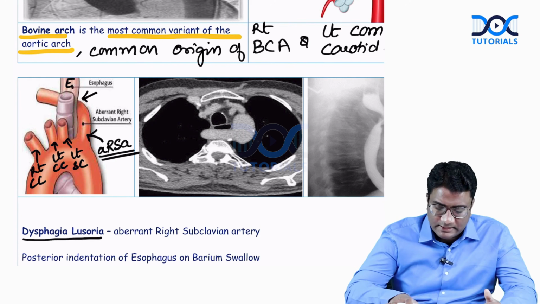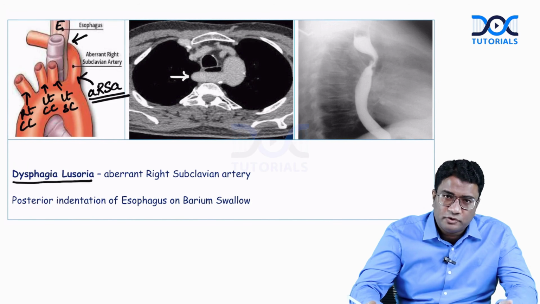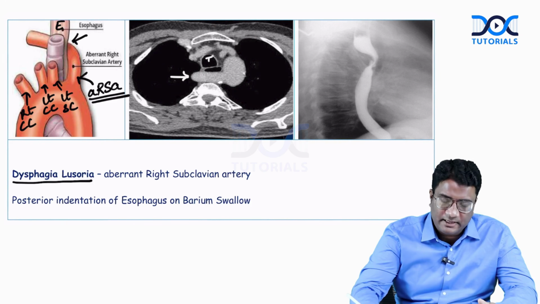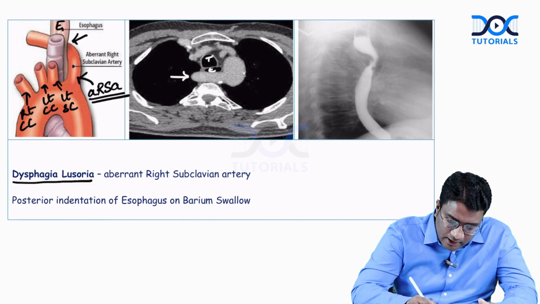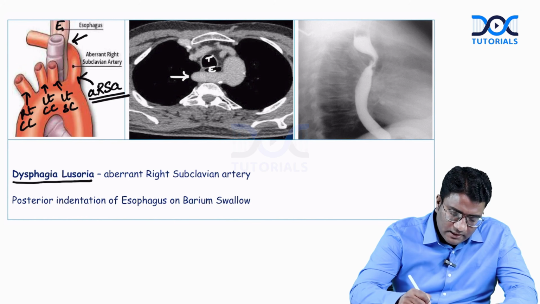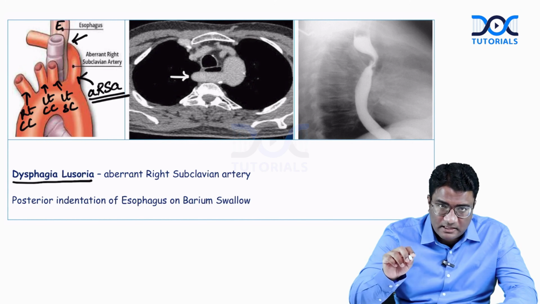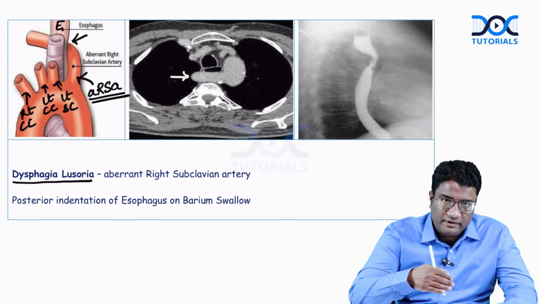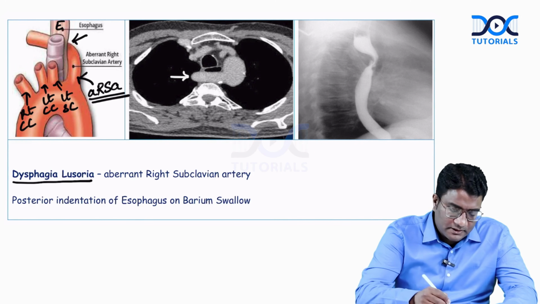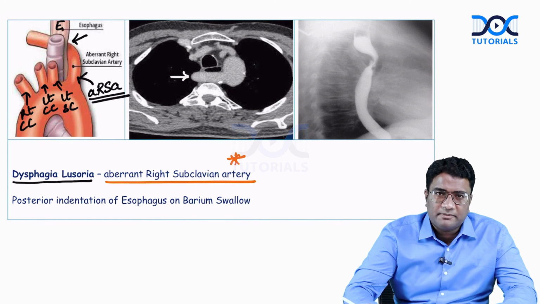So you can see the CT scan image here. In the CT scan image, you can see this vessel that is coming posterior to the esophagus. Anteriorly, this is the luminal area in the trachea, and behind that, I hope you can appreciate the luminal area in the esophagus. Look at it once again. There is a trachea and an esophagus, and a vessel passing from the arch of aorta posterior to the esophagus, compressing it. This is the aberrant right subclavian artery. Dysphagia lusoria is due to aberrant right subclavian artery.